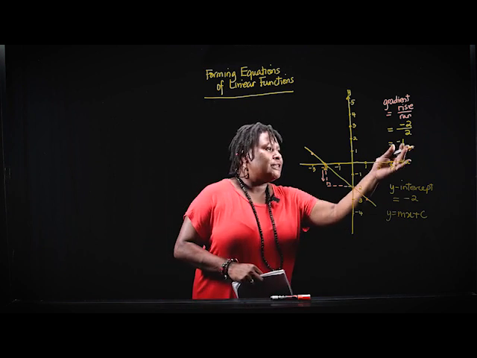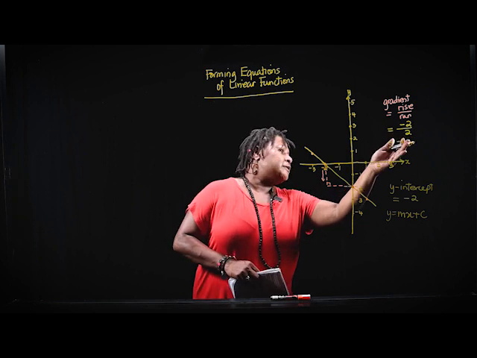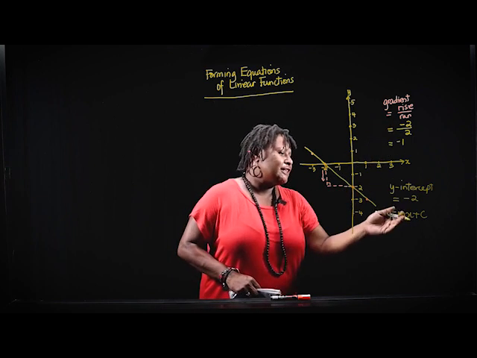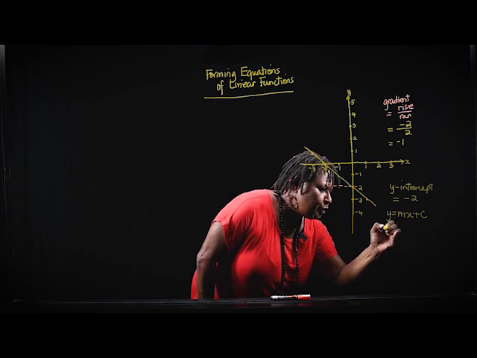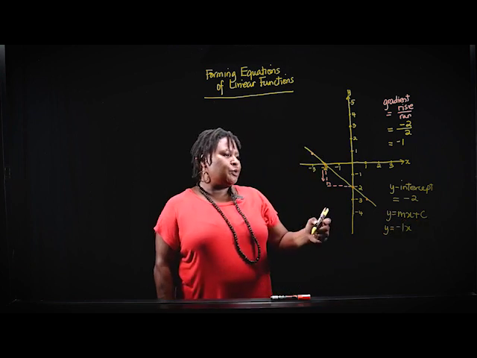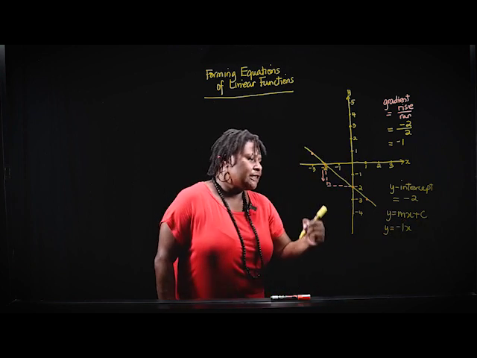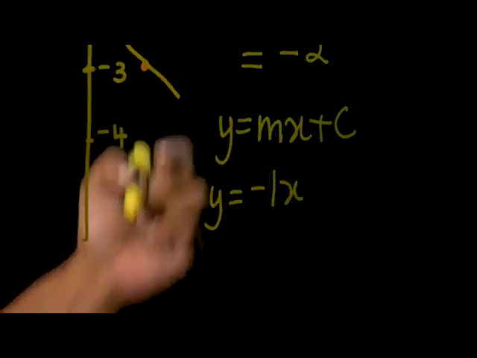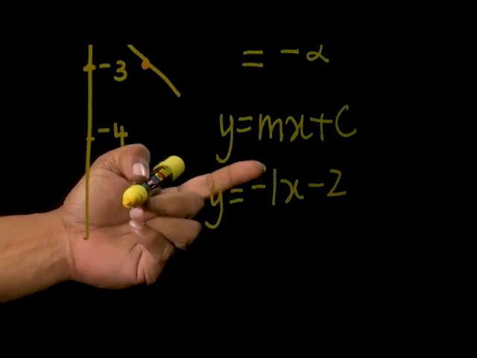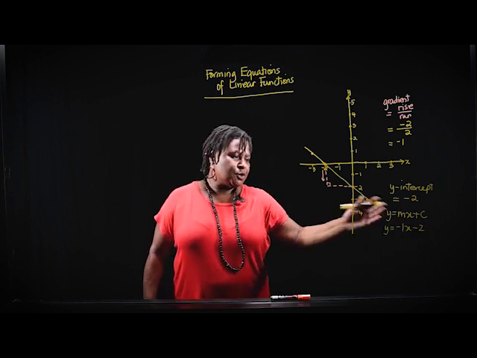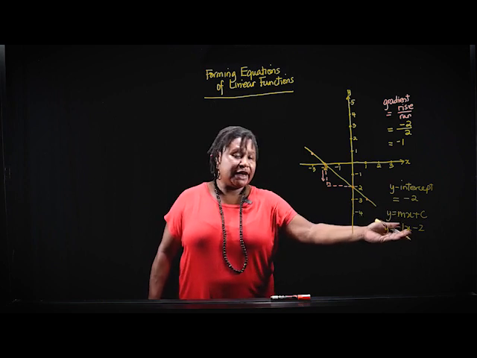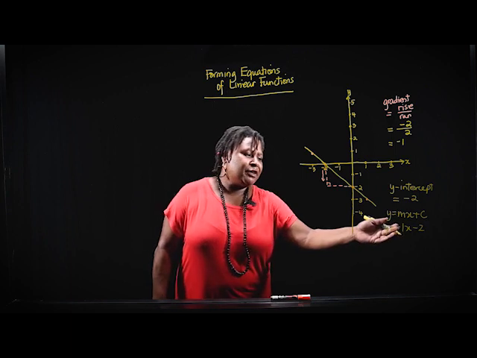So what we do now is simply substitute the values that we have already found into the general rule. In this case, gradient is negative 1, so in place of m, we will write negative 1x. And in place of c, we will write the point at which it cuts the y-axis, which is negative 2. Now, y equals negative 1x minus 2. We can't leave it like this because one of the rules of equations is if there is a 1 before x, or coefficient of x, we don't need to write 1. We simply write the sign.